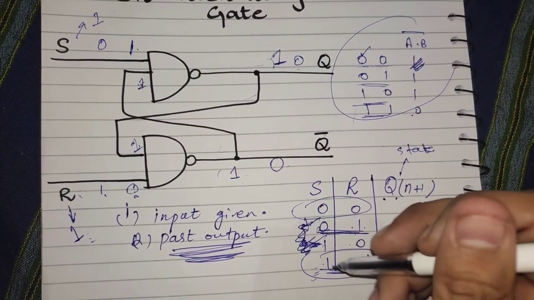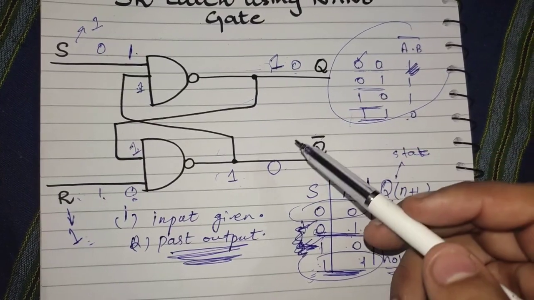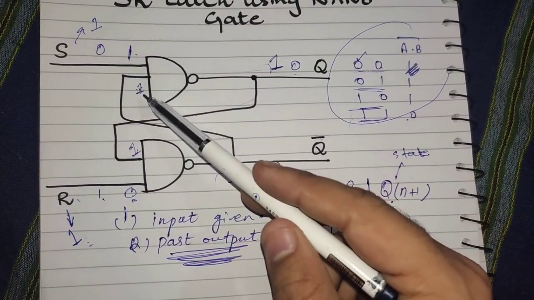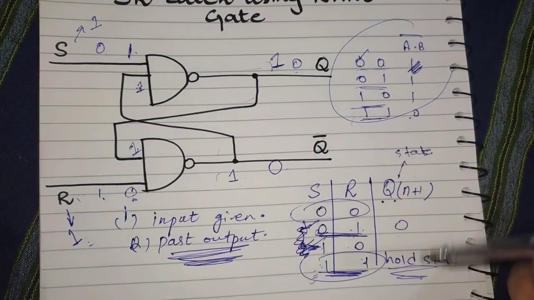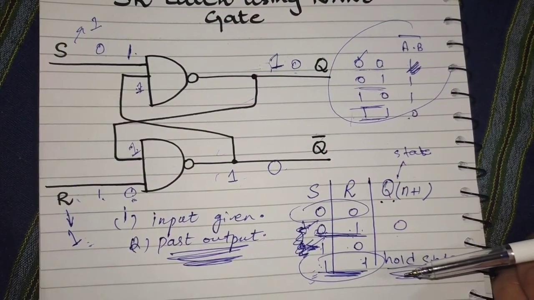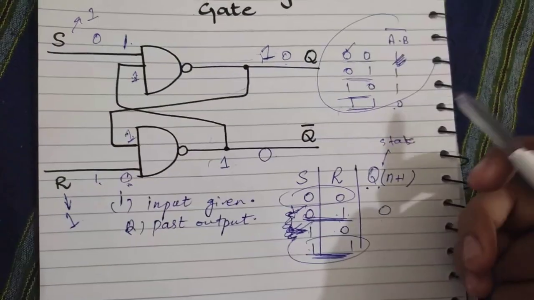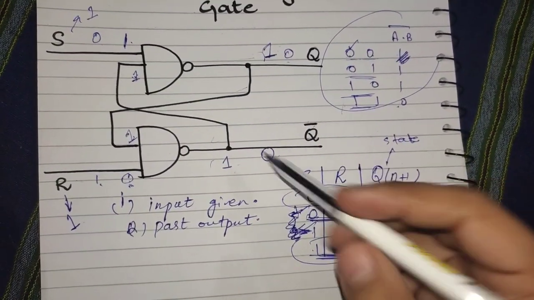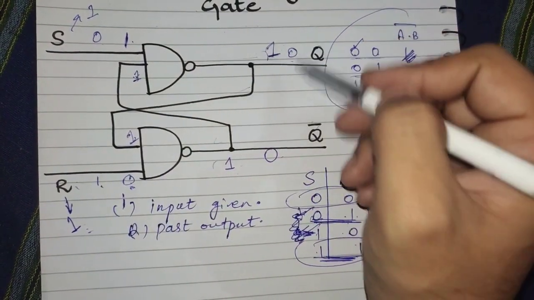Hold state means when you are giving S=1 and R=1, you are not getting any kind of new output from the system, because you cannot say the second input will be 0 or the second input will be 1. So this state is known as the hold state of that system. So you will get the past output in your output. So for this state, S equal to 1 and R equal to 1, we are not getting any kind of output.